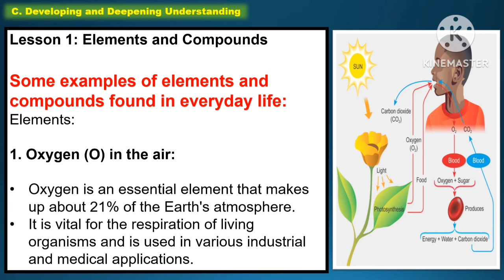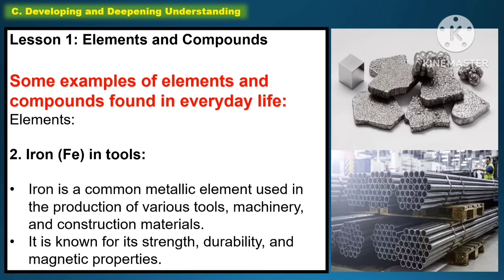The first element is oxygen in the air. Oxygen is an essential element that makes up about 21% of the Earth's atmosphere. It is vital for the respiration of living organisms and is used in various industrial and medical applications.